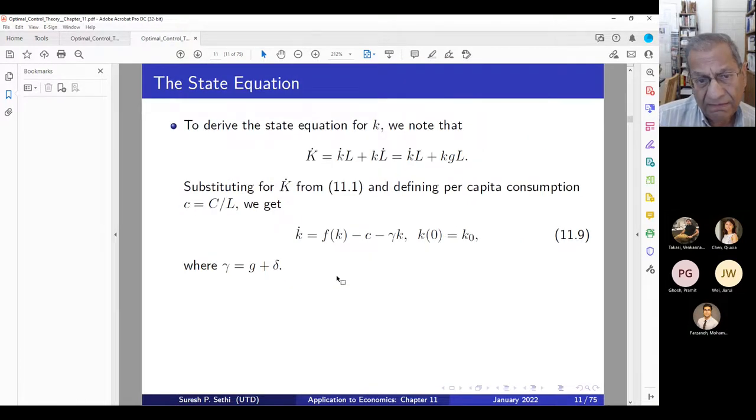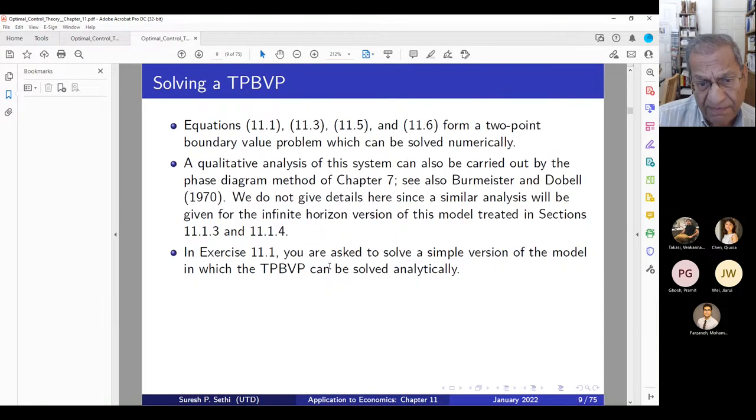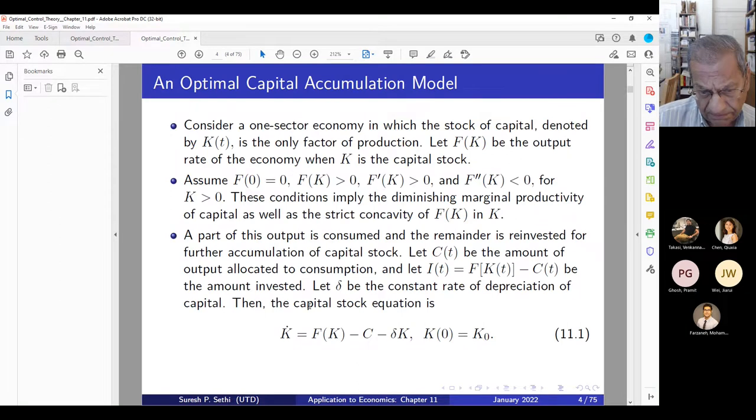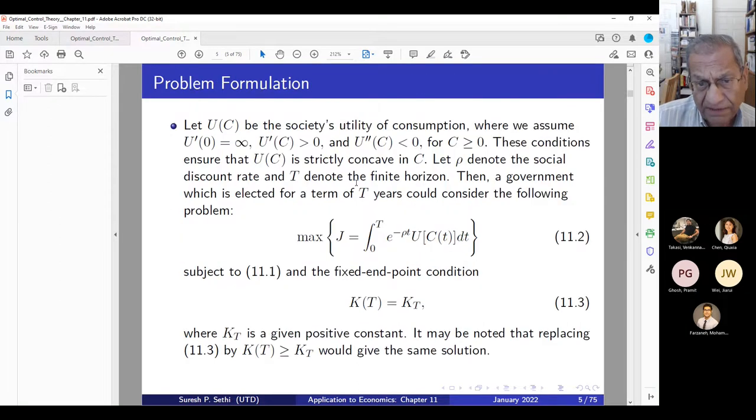If you do that, then the k dot equation that I had before, which is this one, I also change it to small k.